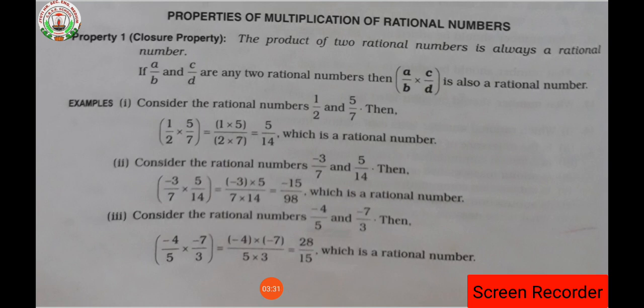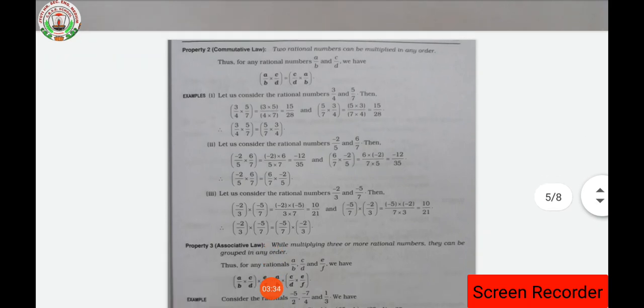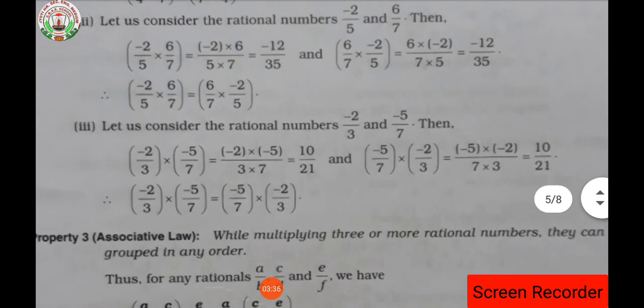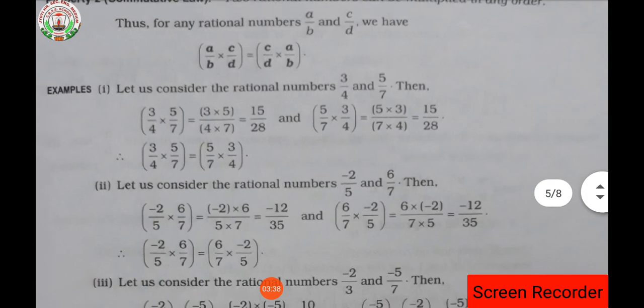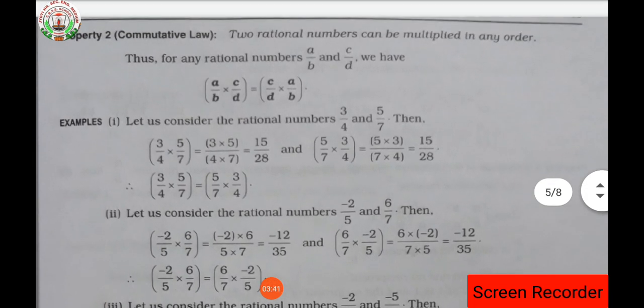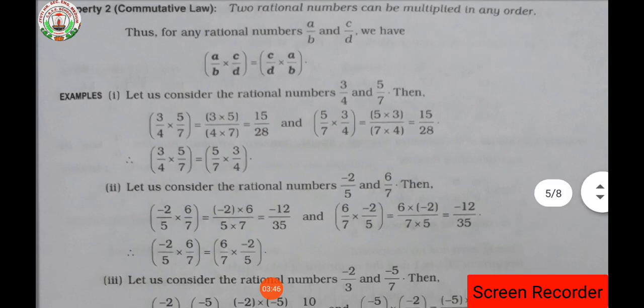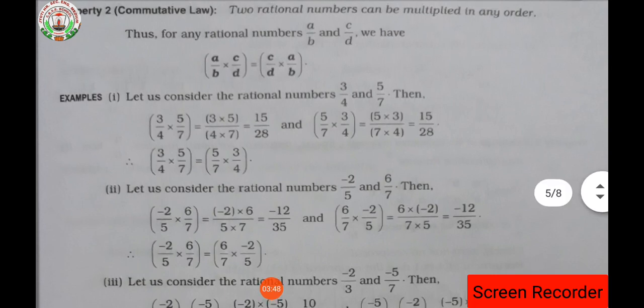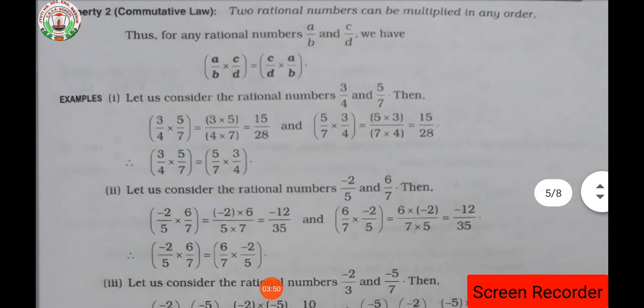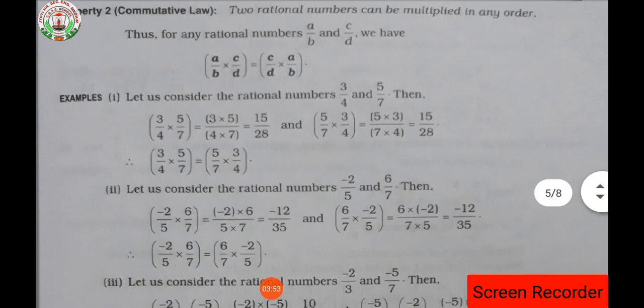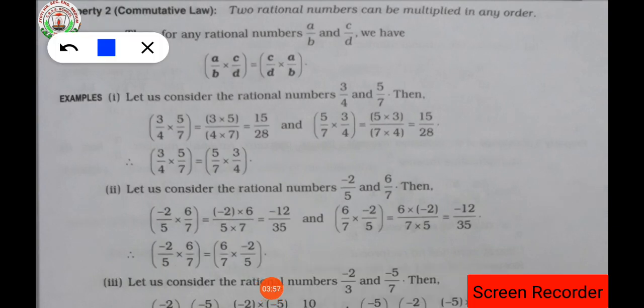Clear, students? The second property we have is the commutative law. Okay, let's see about the commutative law. Last year you had already studied the commutative law under integers, isn't it? Now we are going to see the commutative law under multiplication of rational numbers. Clear? As you know, the commutative law under integers is a into b is equal to b into a.